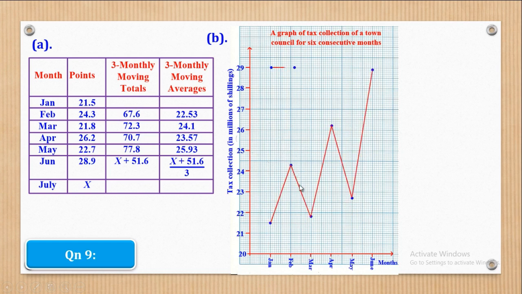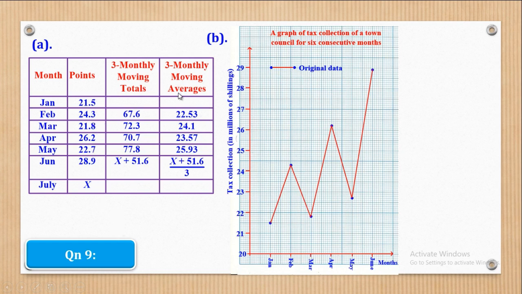So I've finished joining those points, and I have to put a key because we are showing 2 data sets on the same graph, so I have to distinguish them. So here I'll put my key that this full line denotes the original data. Now I'm done with the original data.